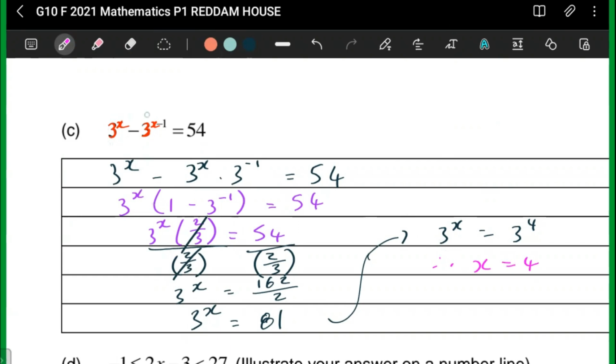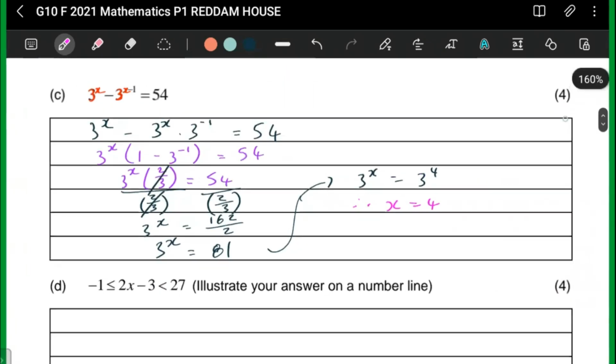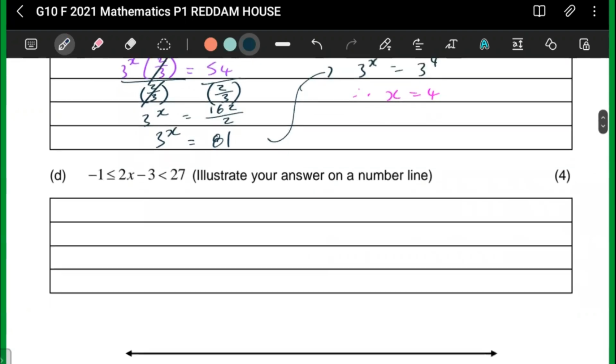Put a 4 there, and 0 will give you 54. That will give you 4 marks. Part D here is saying illustrate your answer on a number line. Before you can illustrate your answer on a number line, you need to be careful. You need to make sure that you isolate x.